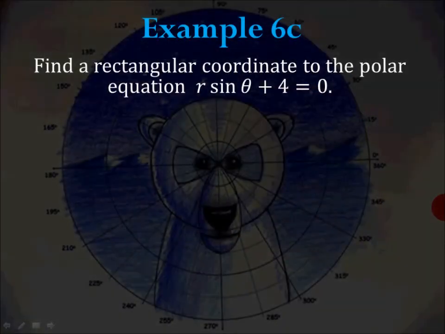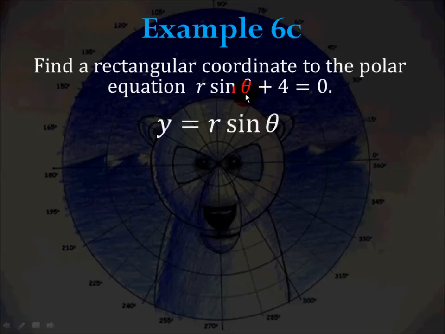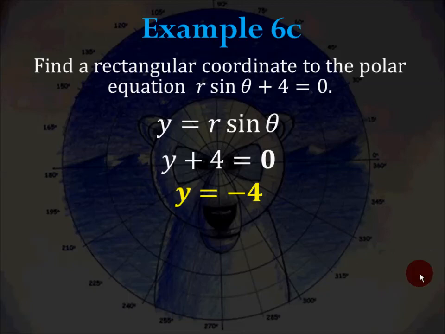Example 6c, find a rectangular coordinate equation for the polar equation r sine theta plus 4 equals 0. So the same thing, you're going to look for an r sine theta or r cosine theta substitute. Here, we have r sine theta equals y. So all we have to do is plug in y where we see the r sine theta. y plus 4 is 0, which means the equation is y equals negative 4.